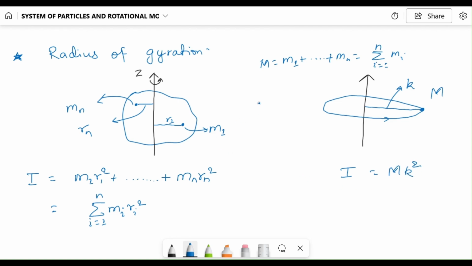So if we make an equivalent arrangement so that the entire mass of this body can be considered concentrated at a point, we can find the moment of inertia in this case, which has a distance square. This distance is called the radius of gyration. Now we can find out in various cases what the radius of gyration should be. Let me give you a very simple example here.